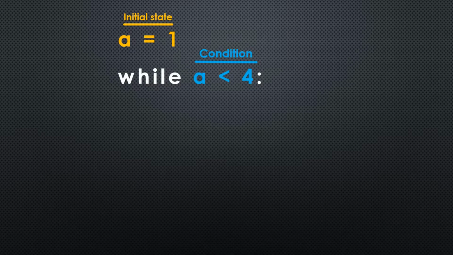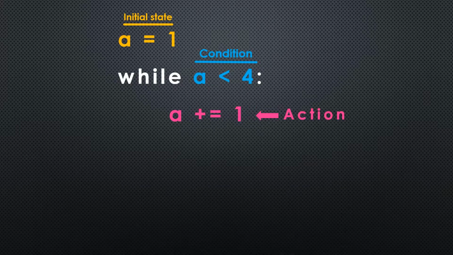In a typical while loop, we have an initial state, the while command, accompanied by a condition, and then we have an action. In this case, the initial state is the variable a being equal to 1, and its condition for the while loop to continue iterating is that a is smaller than 4. The action constitutes incrementing the variable a by 1 each iteration.